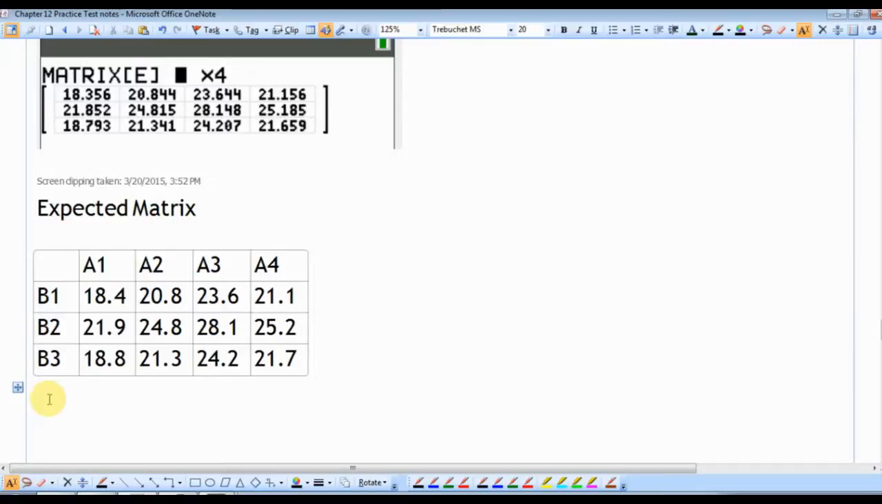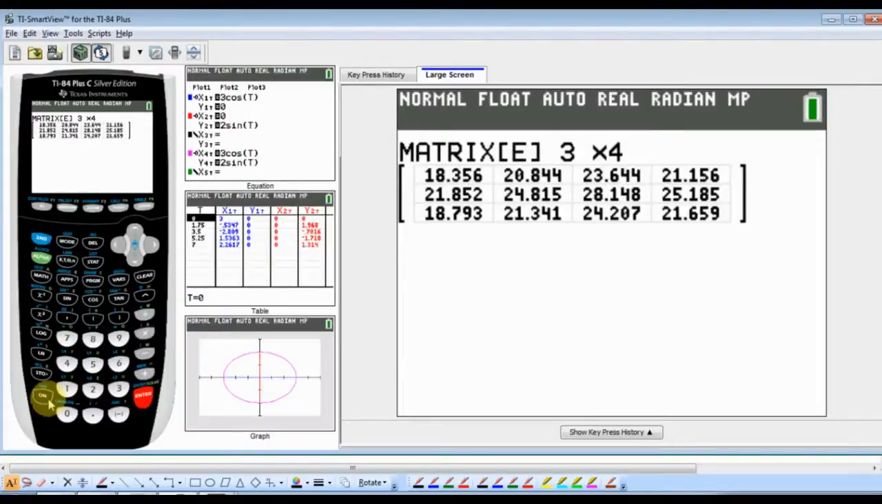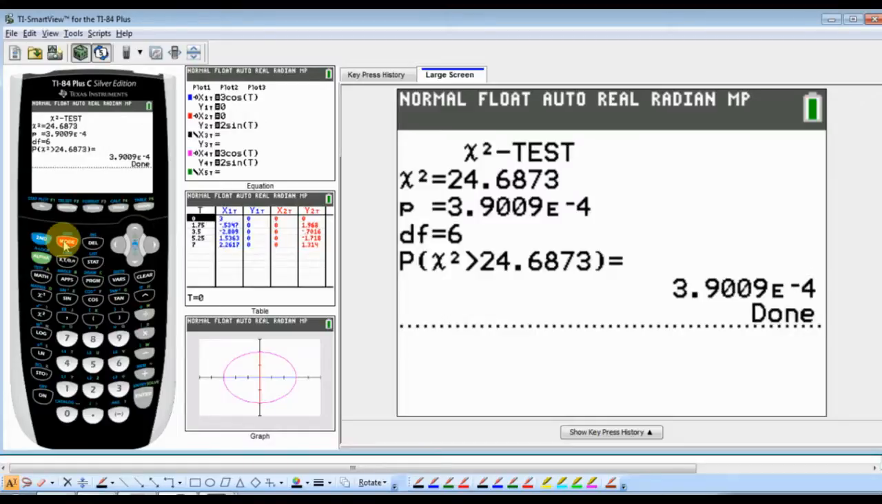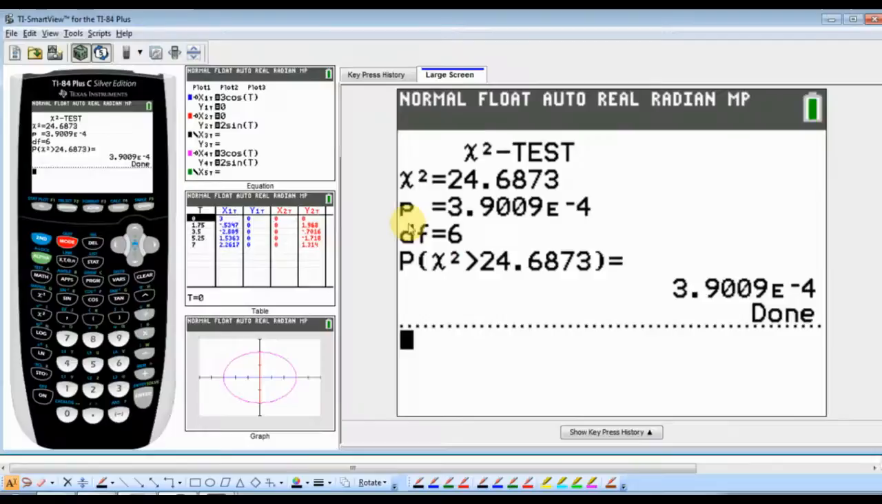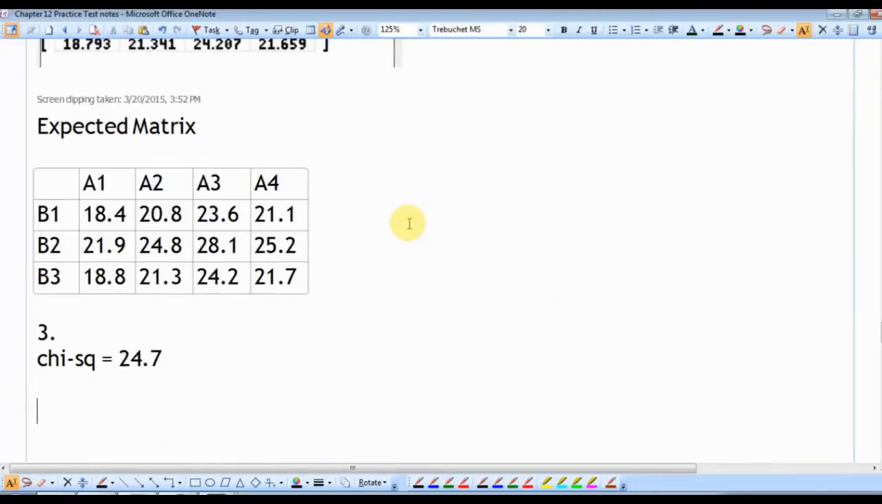Three, what is the chi-square test statistic? Let's go back to the home screen. I just ran the cells program, so that gave it to me right there. It is 24.7. So chi-square is equal to 24.7. Easy.